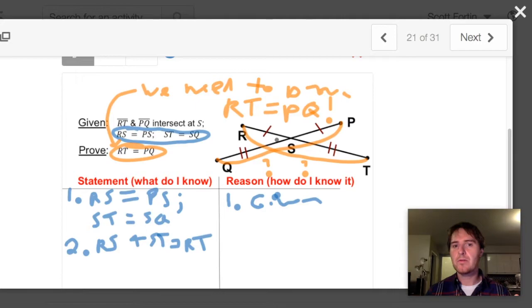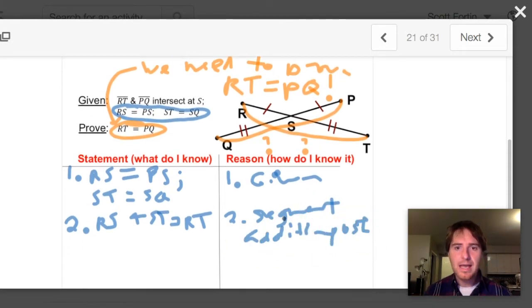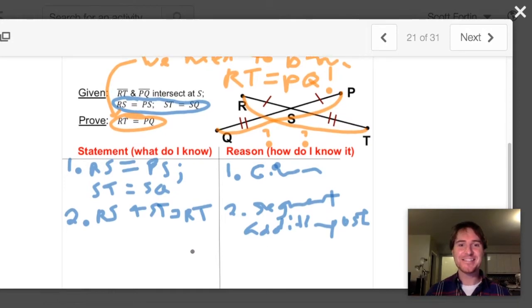So what did we do there? RS plus ST. We did part plus part equals the whole segment. Do you guys remember what reason this is? We added the length of a small segment to the length of the next small segment, and that equaled the length of the whole segment right there. Is that a definition or is that a postulate? That's a postulate. So here, segment addition postulate. Sorry, that's so messy. So now I have RT in my proof.